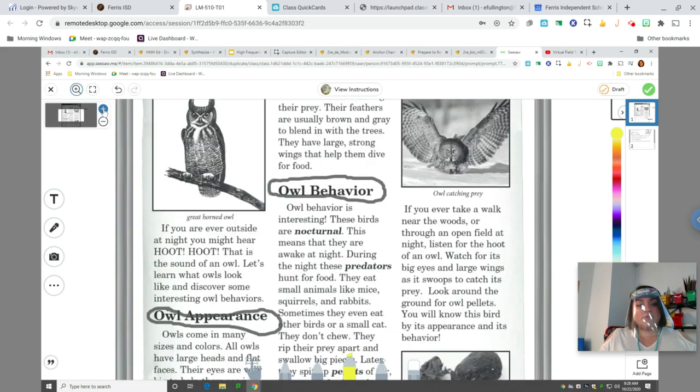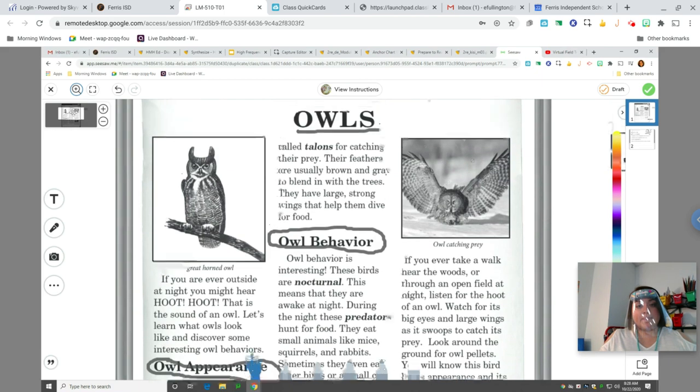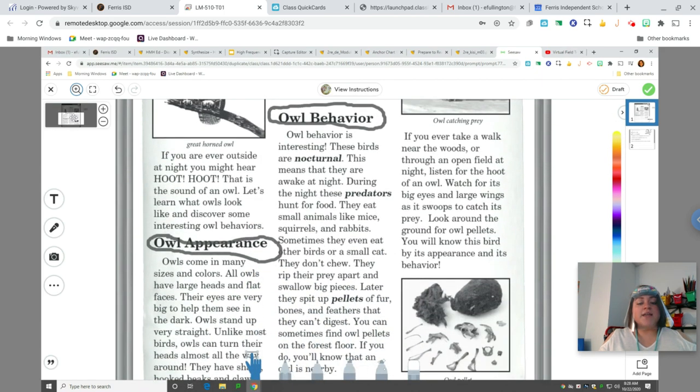It's right there, in the middle. There's another one, but it also said pellets. Do you see pellets? Yeah. So right here, it wants you to highlight nocturnal, but it also wants you to underline the meaning of nocturnal. So it's the next sentence too. It says nocturnal. This means that they are awake at night. So we're going to highlight that.